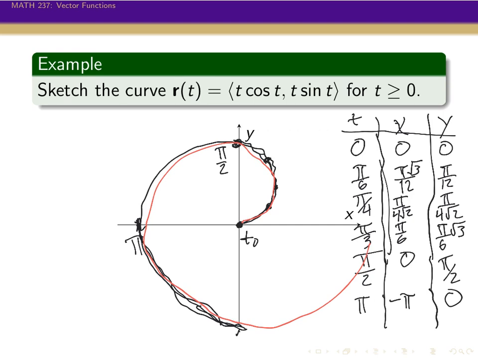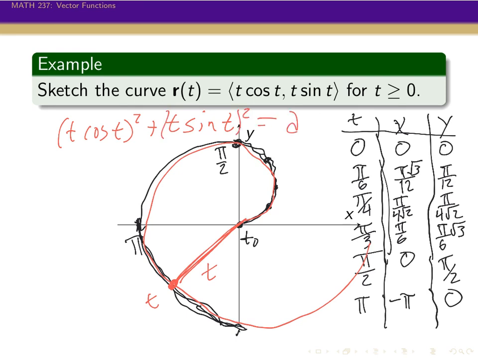And in fact, in this spiral, if this is at time t, then the distance from the origin to the point on the curve is precisely t, right? And how can we be sure about that? Well, if we use the distance formula from the origin, we'd have t cosine of t squared plus t sine of t quantity squared is equal to the distance squared.